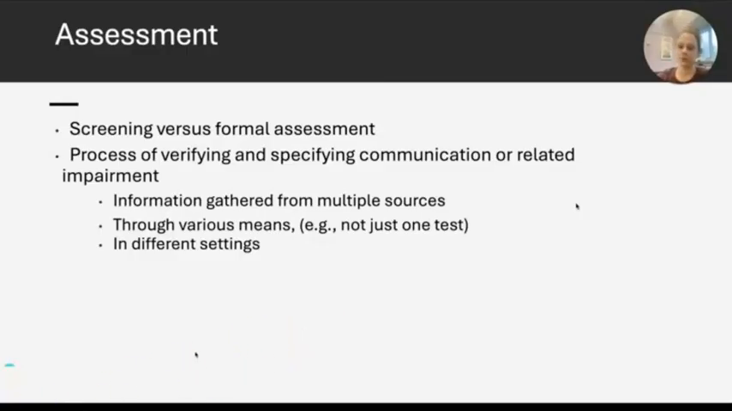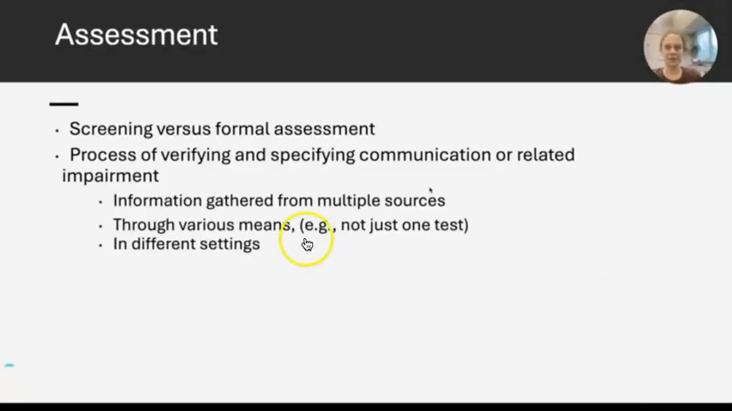Usually from multiple sources, various means, in different settings. That's best practice. And we do this in order to verify and specify communication strengths and weaknesses, identify possible causes of the communication problem, and then make plans to address them. Typically, when we get all of these different facets of assessment, identifying, determining the cause, and making plans to address the impairment, that's going to be addressed through a more formal assessment process.